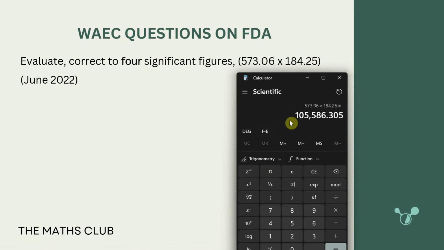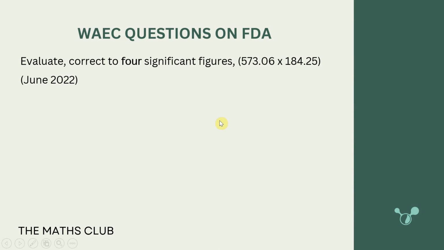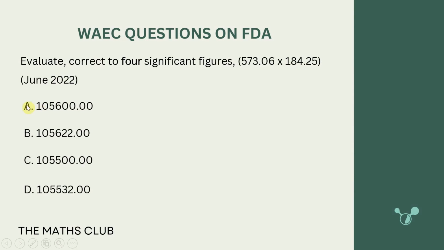So if I want to evaluate this to four significant figures, this is significant figure 1, significant figure 2, 3, 4, right? So it's going to really end at this 5. But if I want to round it, the next value after it is more than 5, which is 8. So that means I have to add 1 to this guy. So the answer will be 105600. Let's see if we're correct. So 105600, which is our option A.